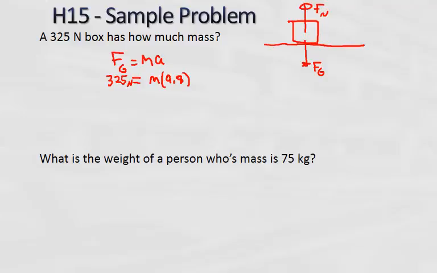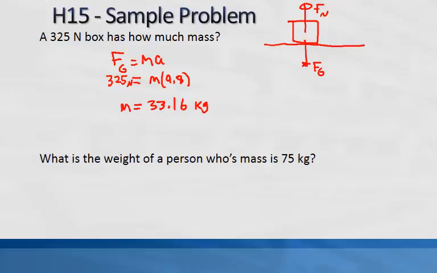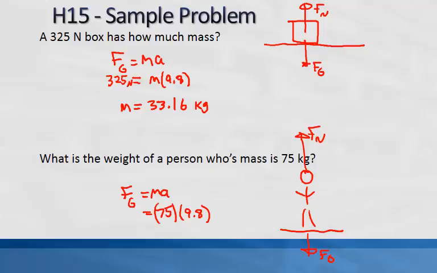All right, F equals ma, and we know the force of gravity, and we know the acceleration due to gravity on Earth. This box's mass is 33.16 kilograms, and the force of gravity, mg, 75 times 9.8, would be 735 newtons. That would be the weight of the person. So remember, weight is also force of gravity, right? Same thing. You just want to recognize that force of gravity is weight.